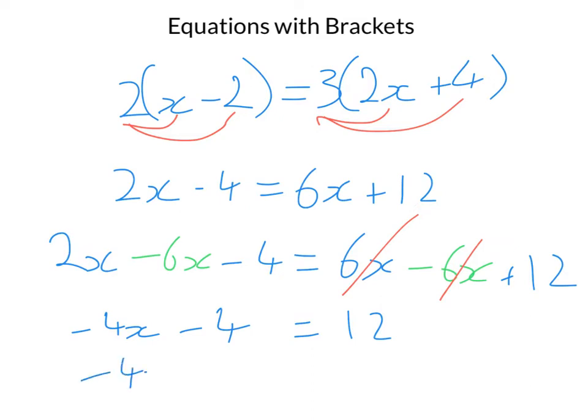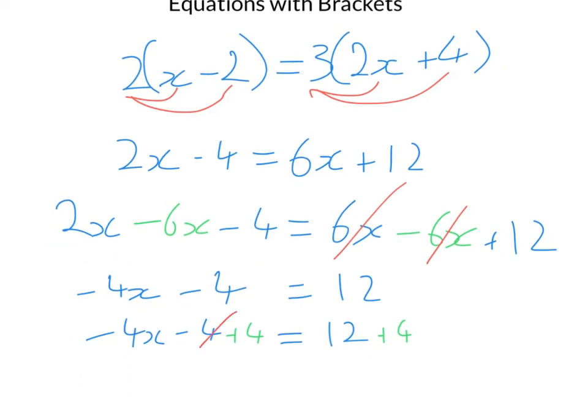So we get minus 4x minus 4, we'll add on our 4 here, is equal to 12. Then we have to add on a 4 on the right hand side. Now on the left hand side, minus 4 plus 4 will cancel. So we'll just be left with minus 4x. And on the right hand side, 12 plus 4 will give us 16.